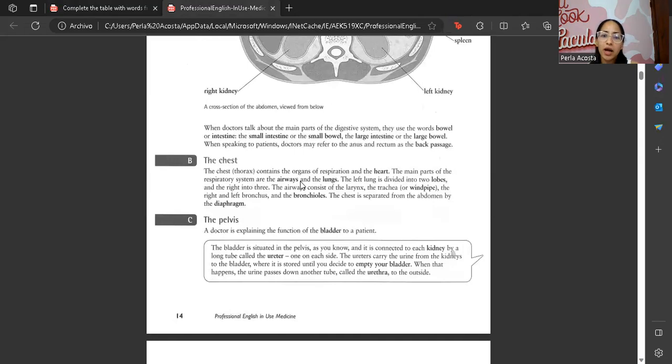Okay, when doctors talk about the main parts of the digestive system, they use the words bowel or intestine. The small intestine or the small bowel, the large intestine or the large bowel. When speaking to patients, doctors may refer to the anus and rectum as the back passage.